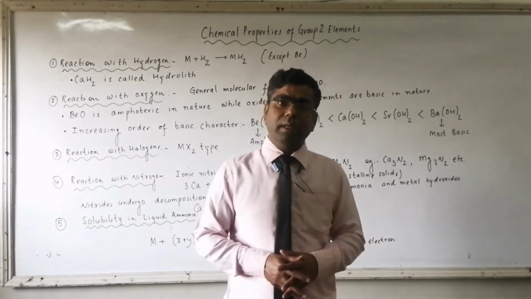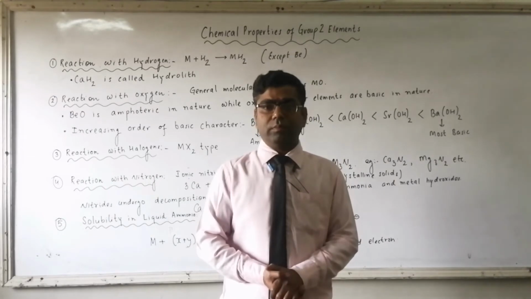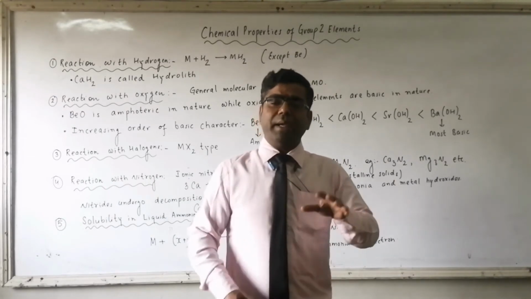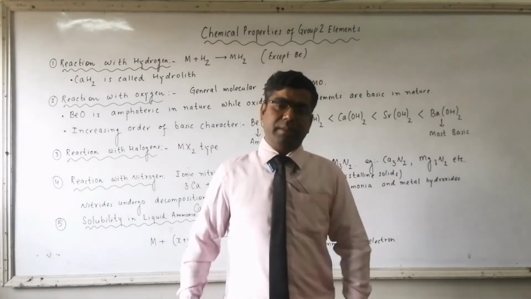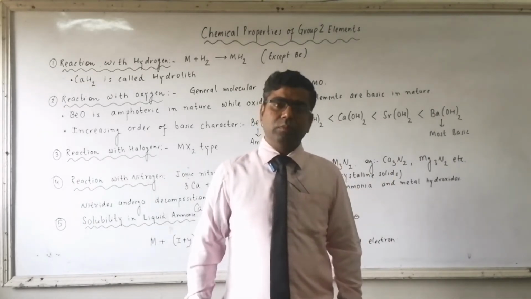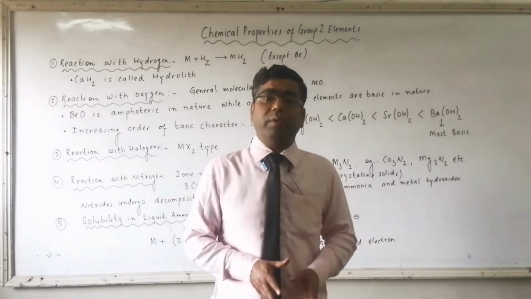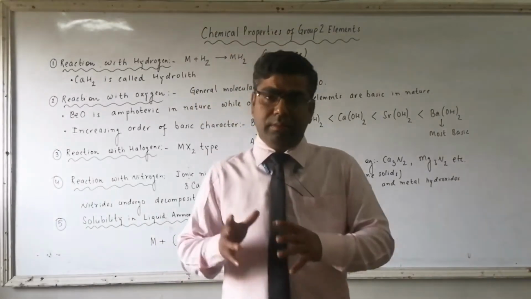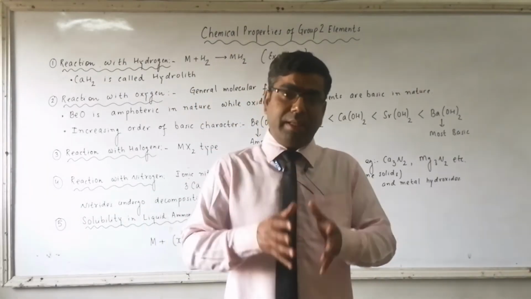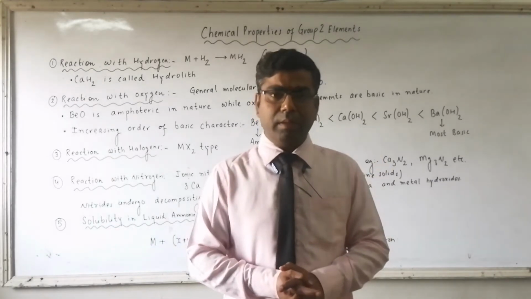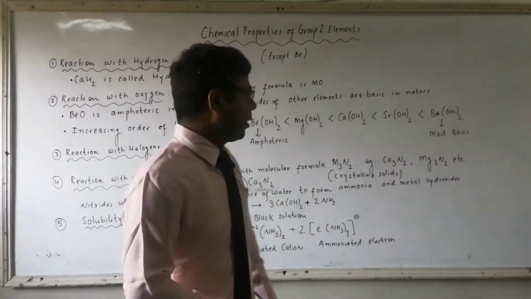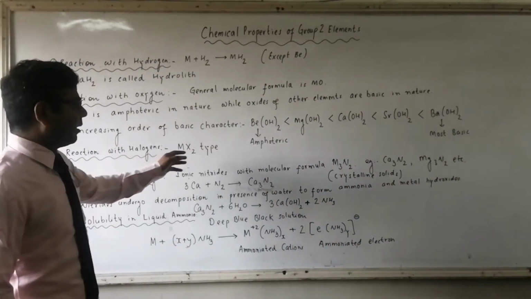Reason is simple, as we are moving down, the ionic radii of alkaline earth metals increases, due to which the force of attraction between the cation and the anion, that is hydroxide ion, decreases, so hydroxide ion can be released easily. So here is your increasing character for basic character.